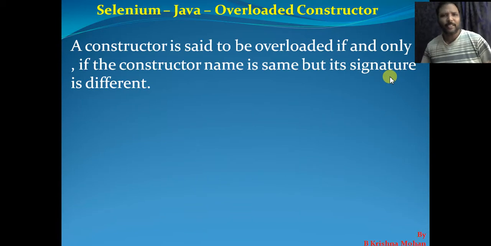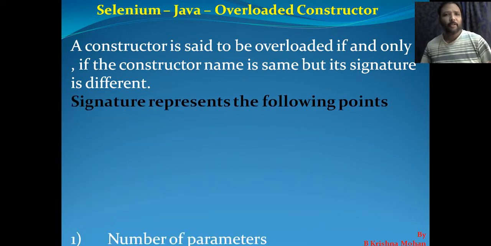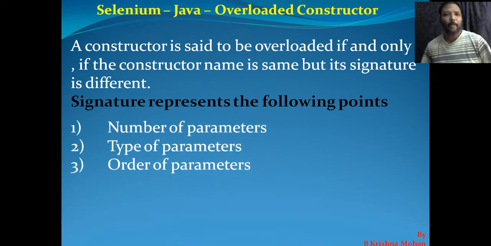And what does signature mean? Okay, let's see. Signature represents the following parts: number of parameters, type of parameters, and order of parameters. It is the same as method overloading.